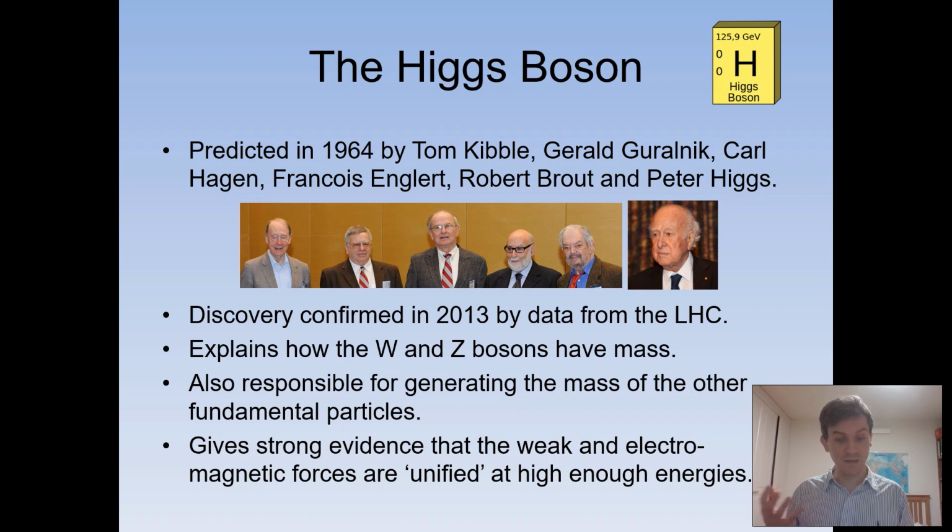In particular, the beta decay experiments showed that it looked like energy was not being conserved. Energy not being conserved is a serious theoretical problem. So in order to solve this problem, Pauli predicted the existence of the neutrino. The Higgs is a kind of similar story.